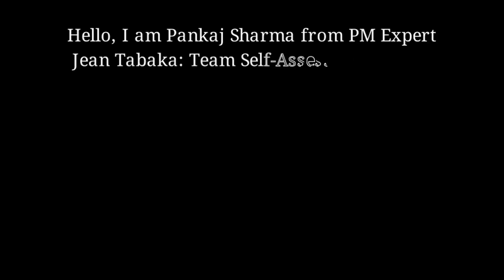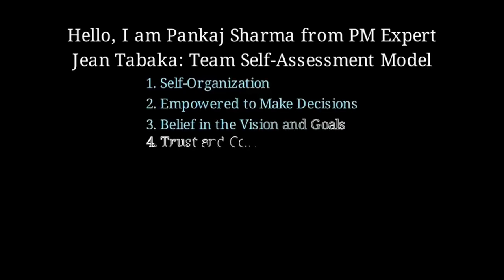In this video, we'll learn Tabaka's team self-assessment model, a simple way for Agile teams to evaluate how well they work together. This model focuses on 5 dimensions that make a team successful. We'll explain each one and then see how a spider chart helps the team visualize growth. The 5 dimensions are self-organization, empowered to make decisions, belief in the vision and goals, trust and collaboration, and accountability.